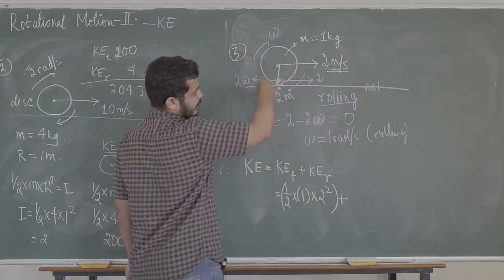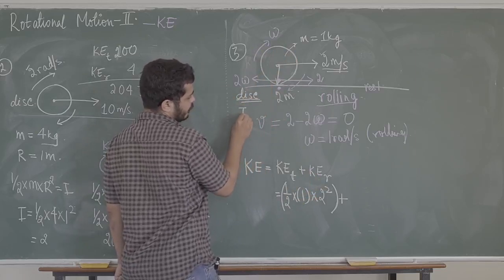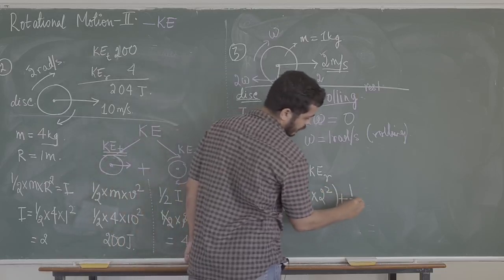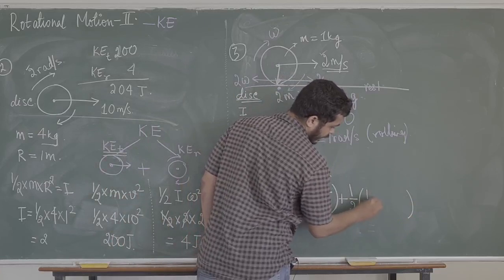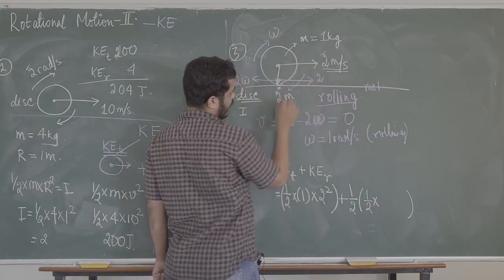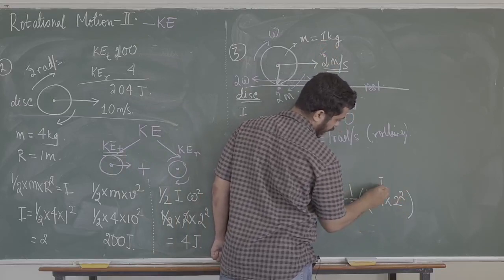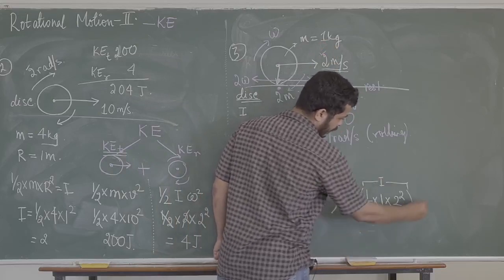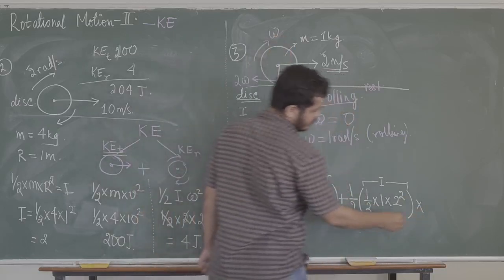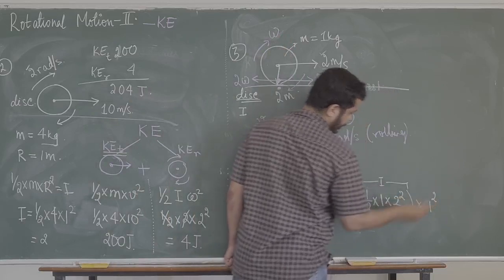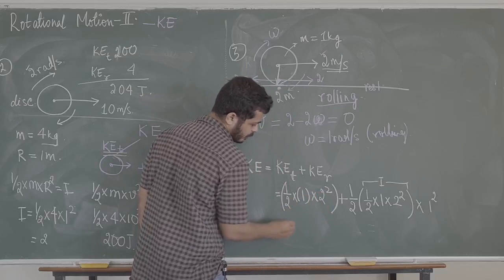I said this thing is a disc. It's a wheel. So you can just find out the value of I and put the value of I over here. So half into I. For a disc it will be half mr squared. So m is 1, r is 2. This is the value of I over here. This is I multiplied by omega squared. So omega is equal to how much? We found omega is 1. So into 1 squared. What answer will you get? 2 squared is 4. 4 divided by 2 is 2.